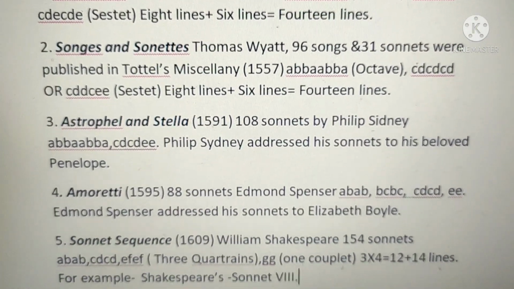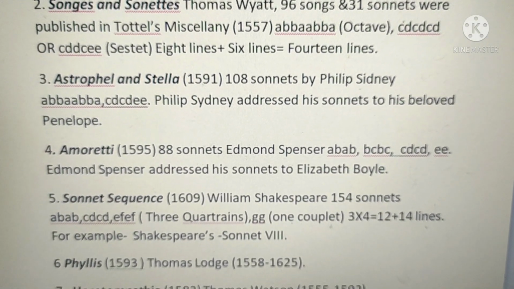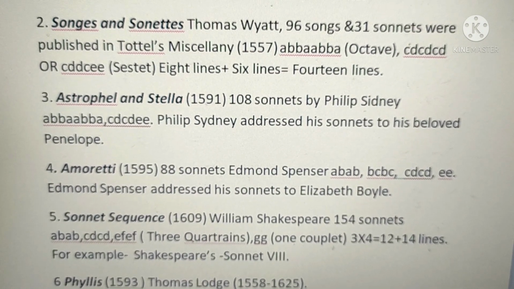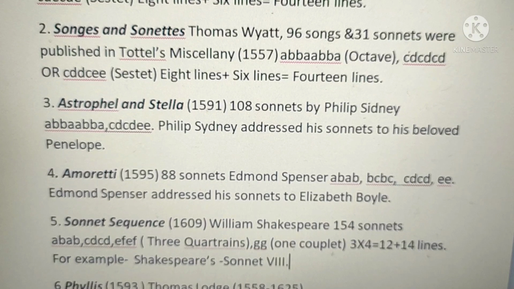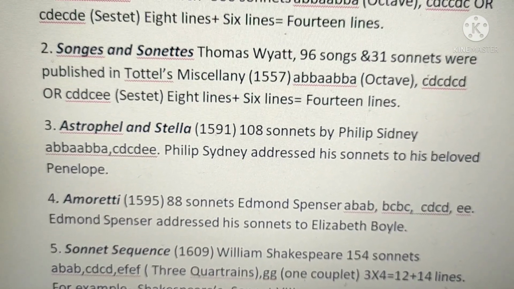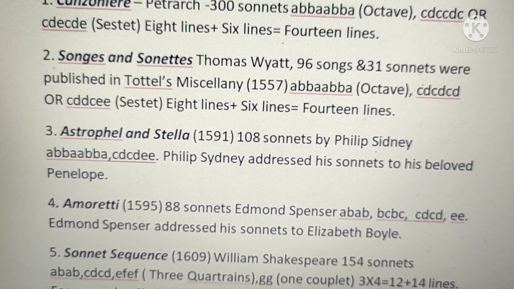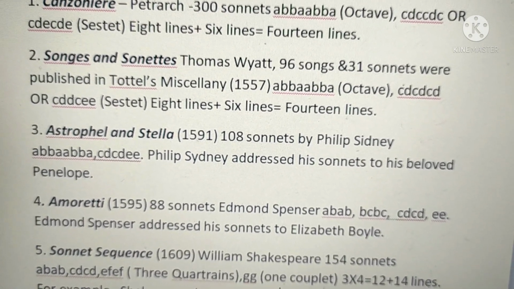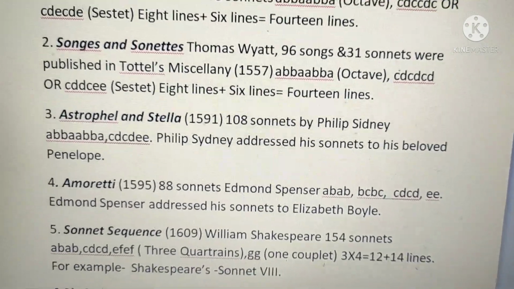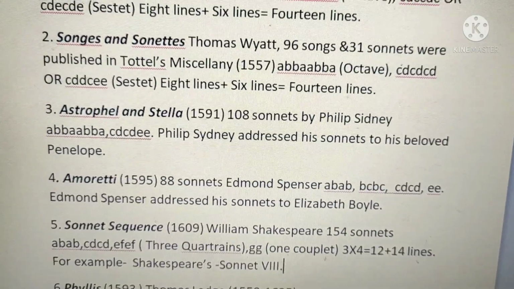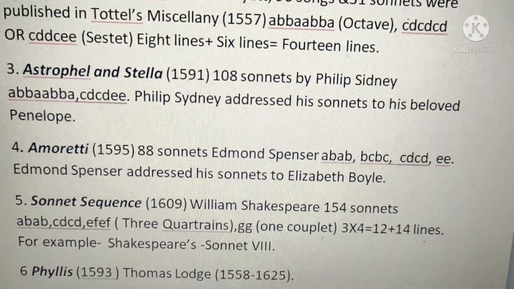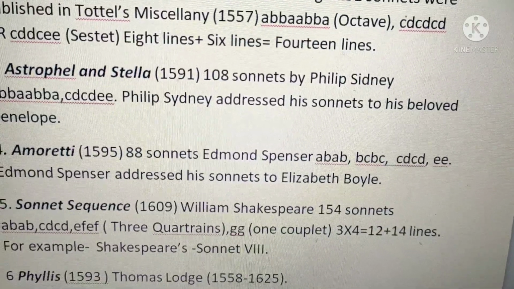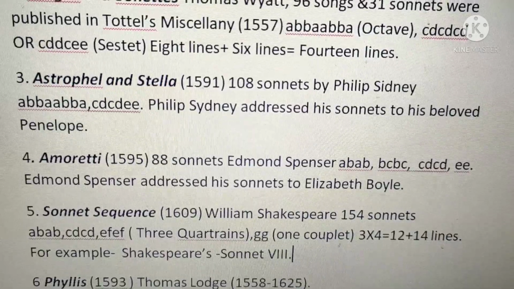Now let's come to the Elizabethan sonneteers like Philip Sidney, Edmund Spenser and William Shakespeare. Philip Sidney wrote 108 sonnets, published in 1591, with the rhyme scheme ABBA, ABBA, CD, CD, EE. Sidney's sonnets were addressed to his beloved Penelope. Then Edmund Spenser wrote 88 sonnets in 1595 with the rhyme scheme AB, AB, BC, BC, CD, CD and EE.